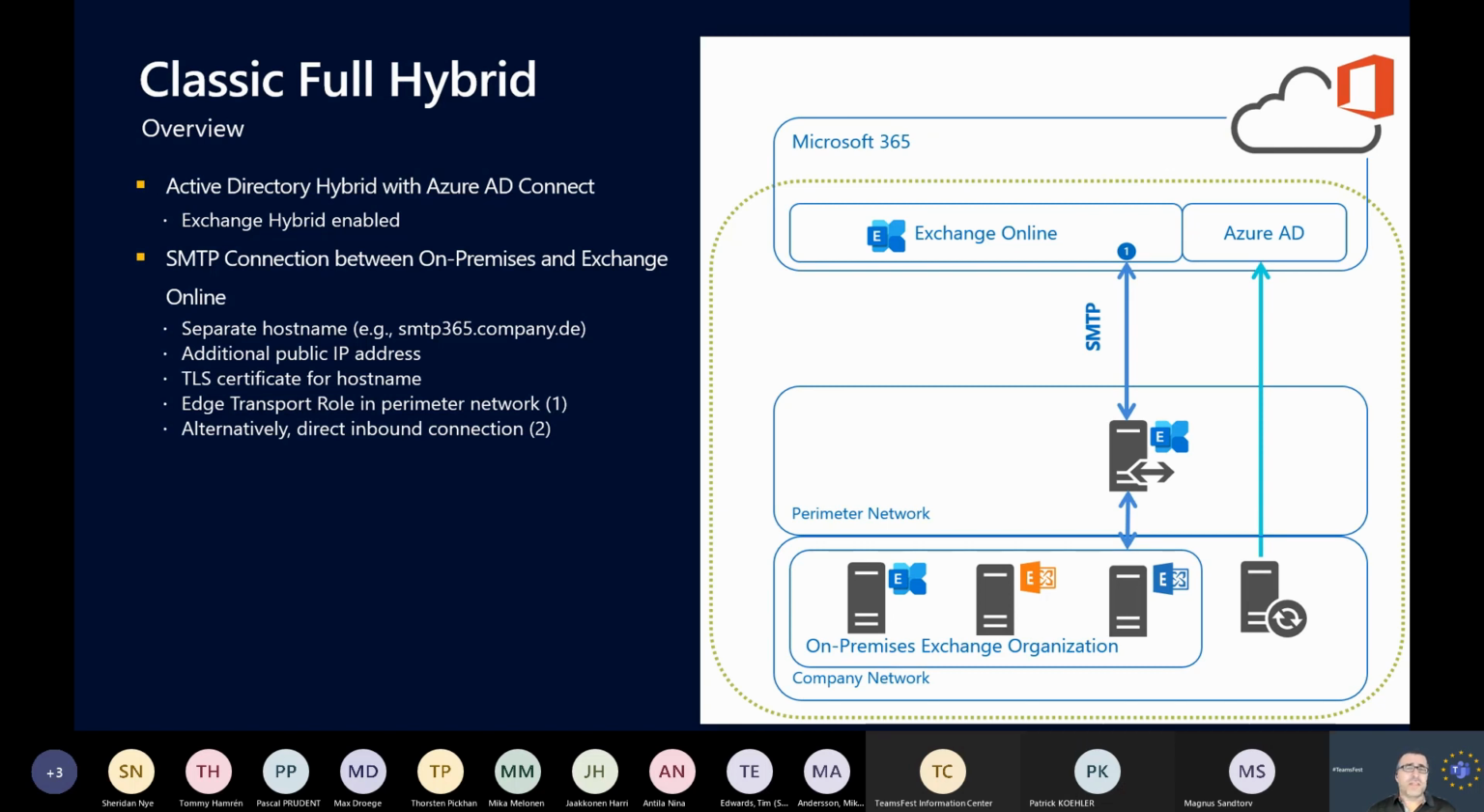But it's the easiest way to get SMTP communication, hybrid SMTP communication between the two organizations up and running. Alternatively, if you do want to avoid establishing an edge transport server, you can overspan the perimeter network and establish a direct connection between the internal hub transport service and Exchange Online. It is recommended that you use a dedicated external IP address, a dedicated host name for this communication.